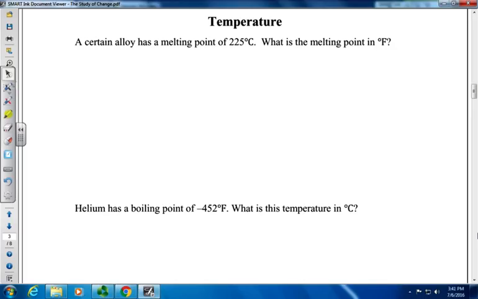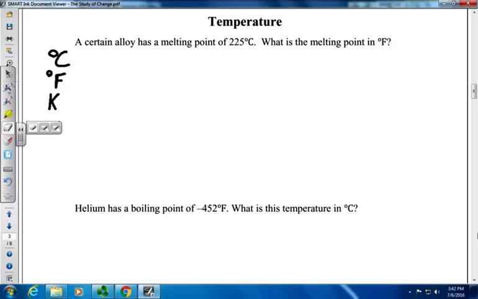So generally speaking, when you're talking about temperature in chemistry, you're dealing with either Celsius, Fahrenheit, or Kelvin. Celsius is always written as degrees C. Fahrenheit is written as degrees F, and Kelvin is simply written as K. We do not use degrees when associating Kelvin.